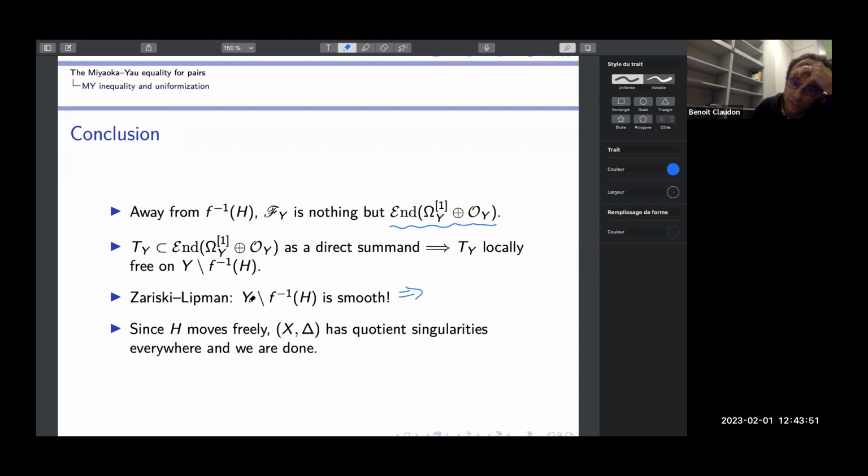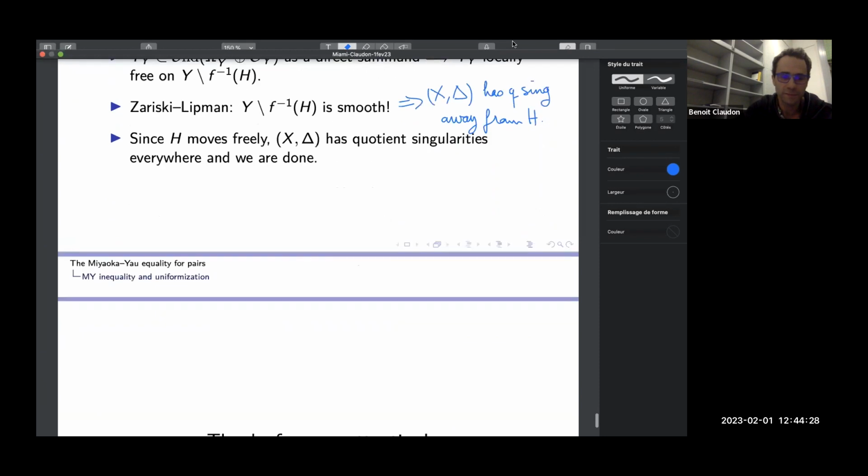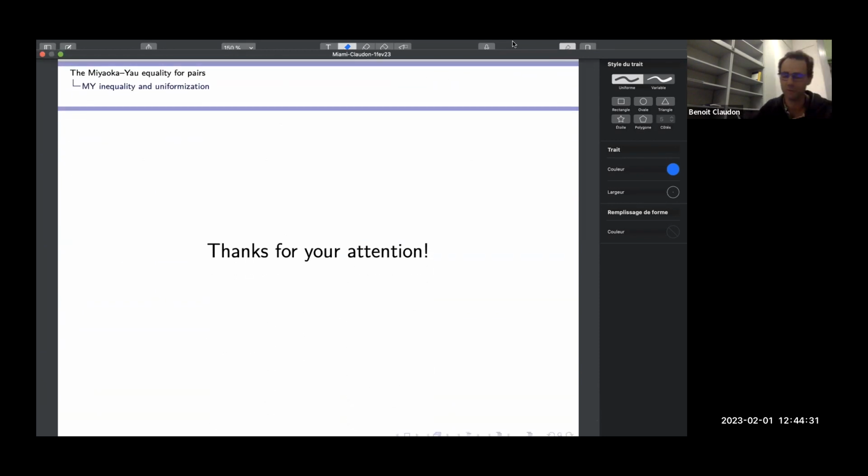And so since the cover Y to X is Galois, it says that the pair (X, delta) has quotient singularities away from H. But now H is an ample line bundle, and it can be chosen freely at the very beginning of the argument. So we can move it as we want on X. And so finally, we get that (X, delta) has quotient singularities everywhere, and we are done. And thank you for your attention, and sorry for being late.